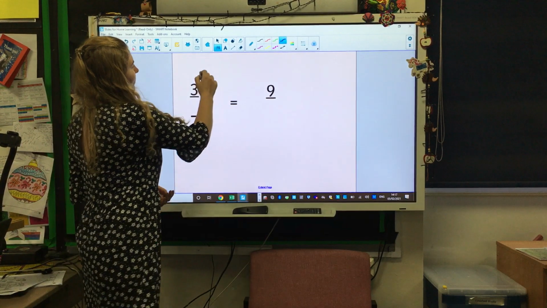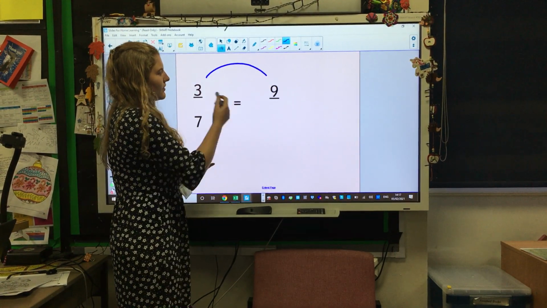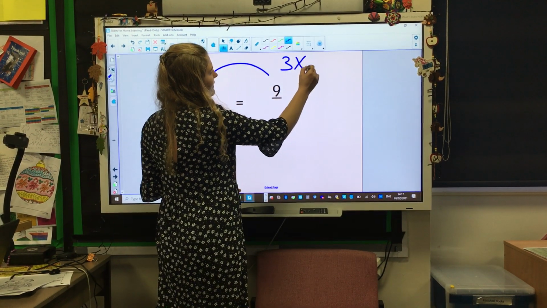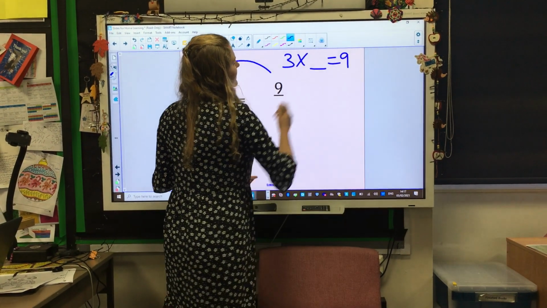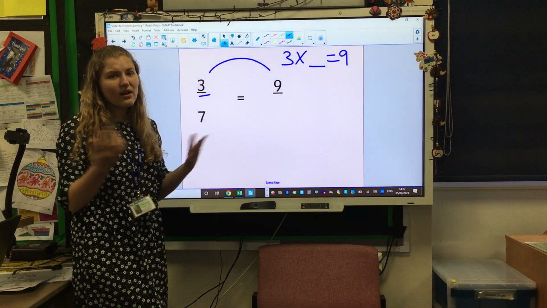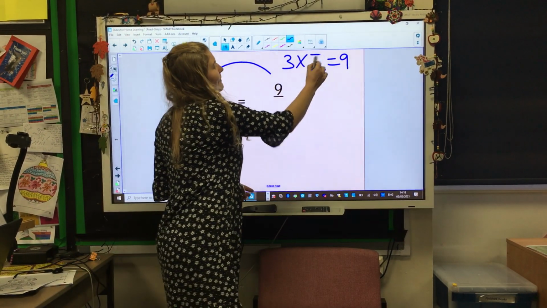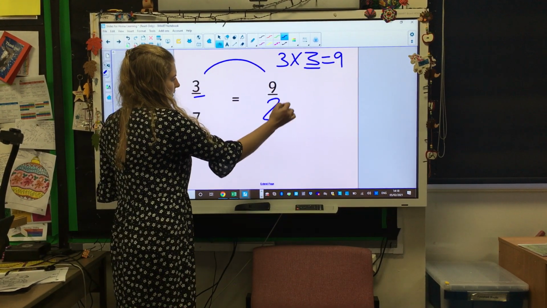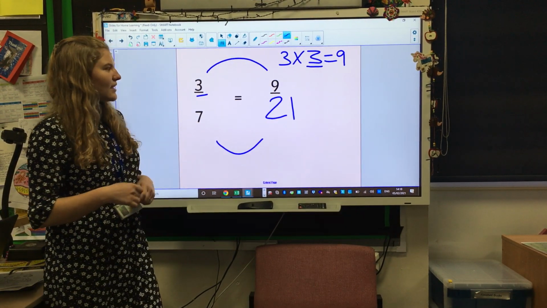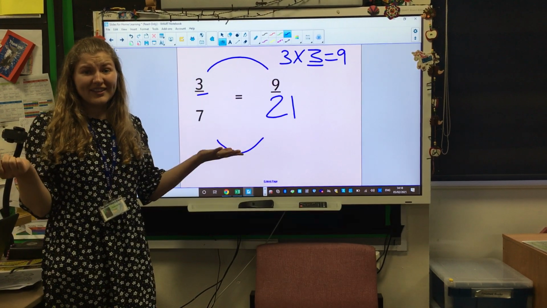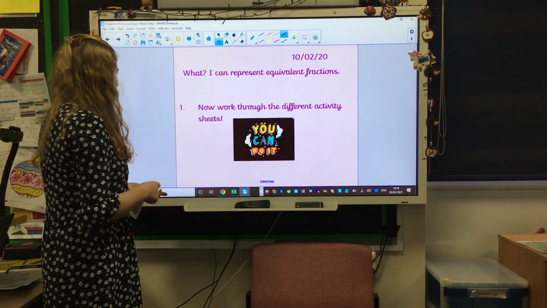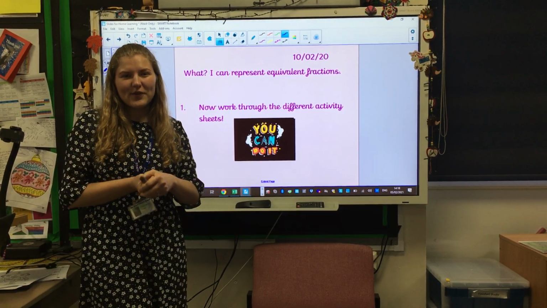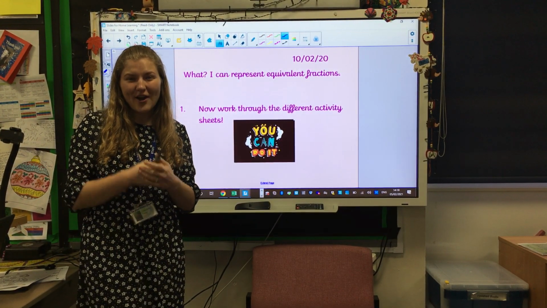Now have a look at this one. What do I do to this number, to 3, to get 9? So as a question, it would look like this. Something times 3 equals 9. You times it by 3. Okay, so let's times 7 by 3. So 3/7 is the same as 9/21. Simple. Okay, so you guys are now going to have a go at this for me. You're going to pause the video and have a go at your activity sheets, which are in the folder. Good luck.